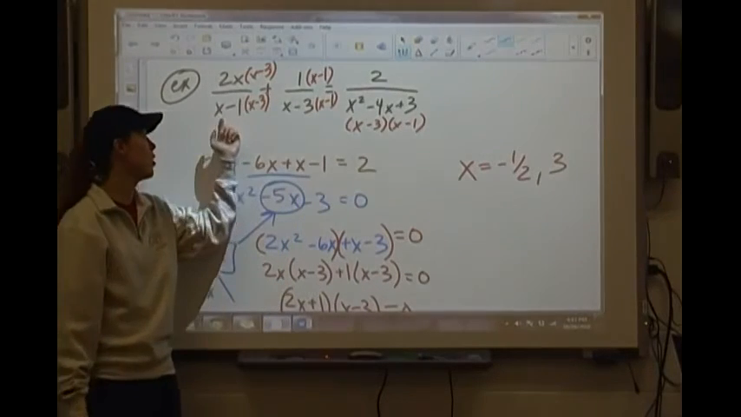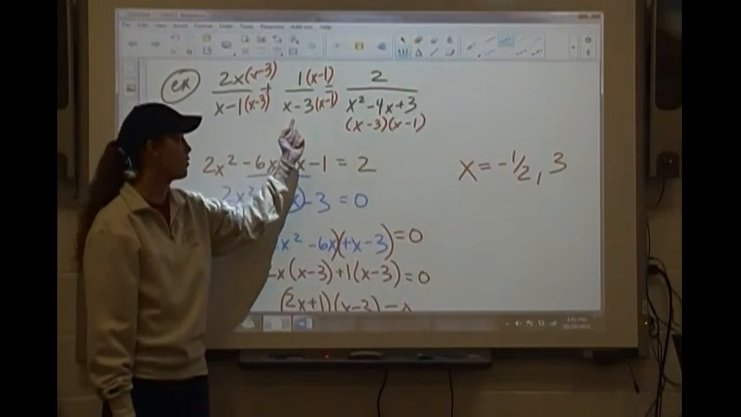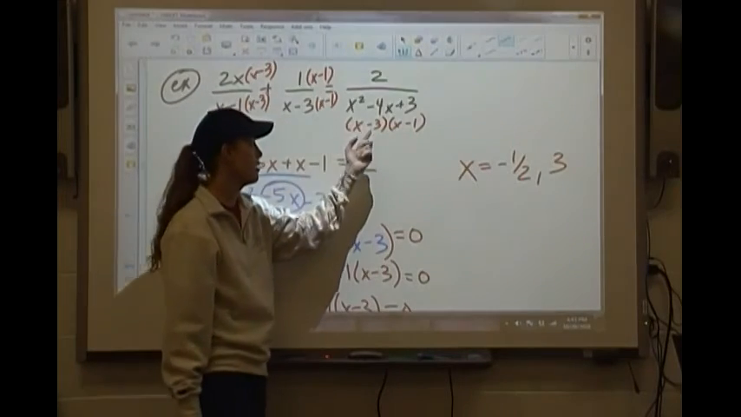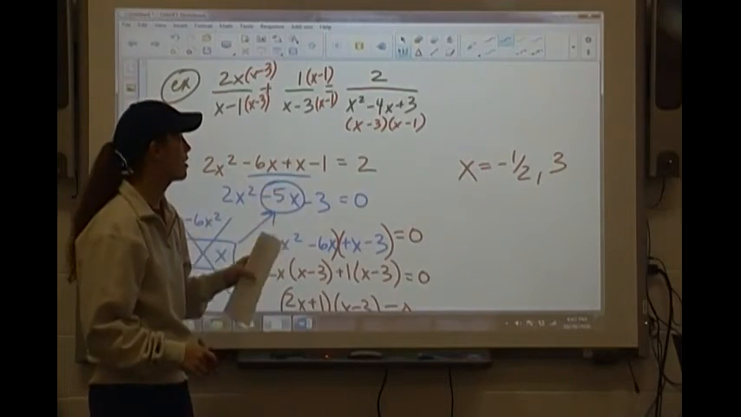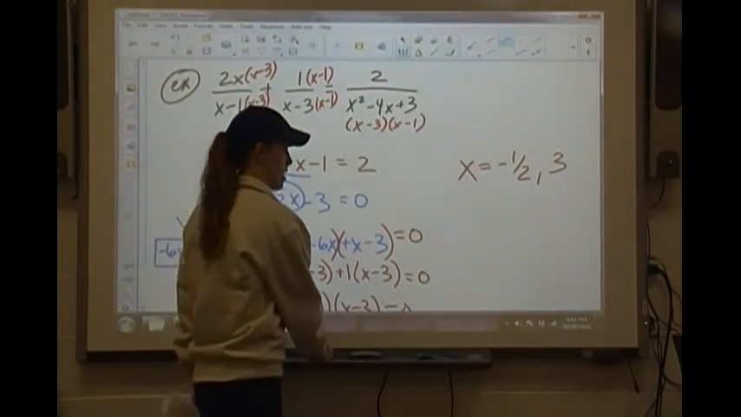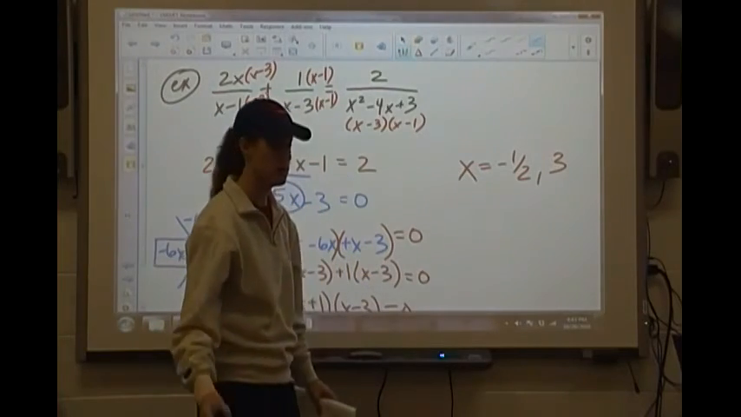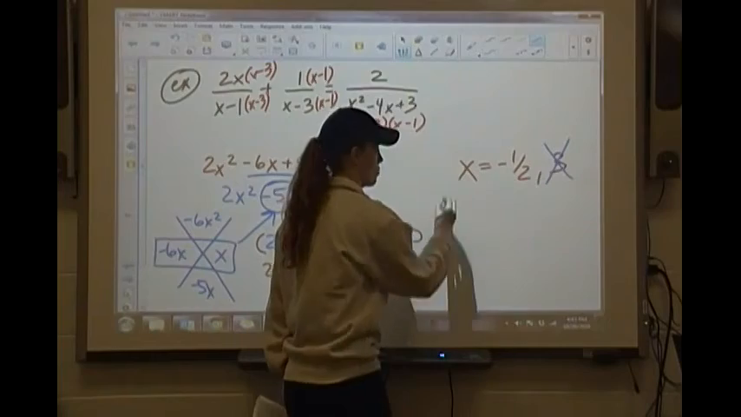So negative 1/2, no problem. Negative 1/2 minus 1 is negative 1.5. Negative 1/2 minus 3 is negative 3.5. And if we plug these in, those work as well. But when we plug 3 in, 3 minus 3 is 0. We cannot have 0 as the denominator of a fraction, because we know the world ends then, so we don't want that to happen. So in this case, 3 is not a solution.